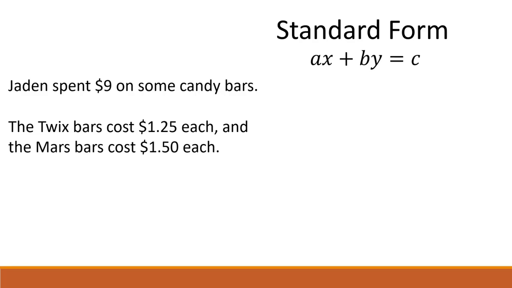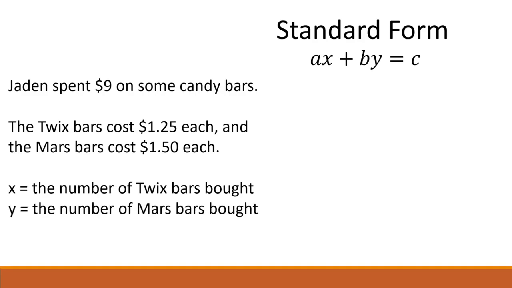Now, how do we write an equation that describes what's going on in this problem? Well, let's see. We don't know how many of each kind of bar he bought, so we could say X is the number of Twix bars and Y is the number of Mars bars. We know that every Twix bar cost $1.25 and there were X of them. So the total cost of the Twix bars is 1.25 times X. And since the Mars bars cost $1.50 each and there were Y of those, then the cost of all the Mars bars is 1.50 times Y.